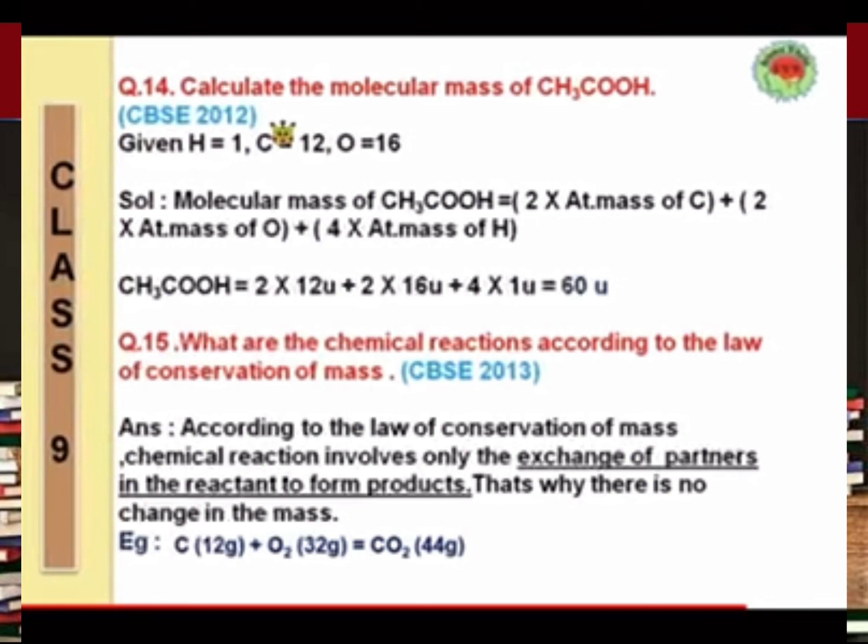What happens in a chemical reaction according to the law of conservation of mass? According to the law of conservation of mass, the chemical reaction involves only the exchange of partners from the reactants to the products. That's why there is no change in mass.